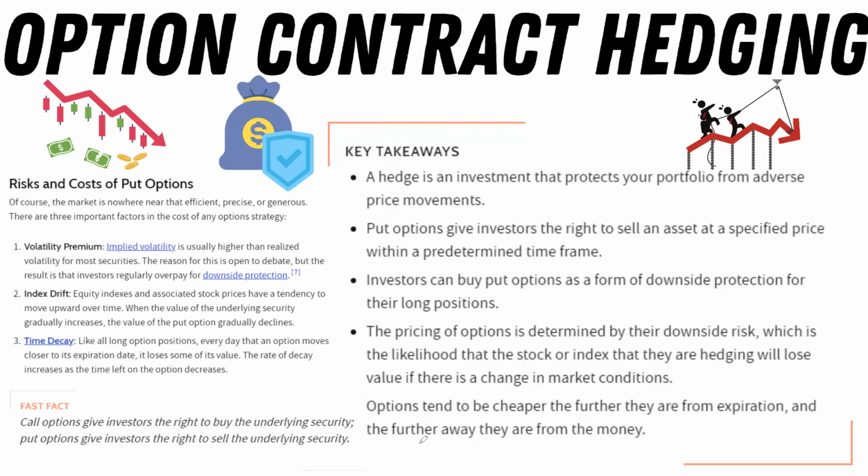Some of the key takeaways: a hedge is an investment process that protects your portfolio from adverse price movements. Put options give investors the right to sell an asset at a specified price within a predetermined time. Investors can buy put options as a form of downside protection for their long positions. The pricing of options is determined by their downside risk, which is the likelihood that the stock or index they're hedging will lose value if there is a change in market conditions. Options tend to be cheaper the further they are from expiration and the further away they are from the money.